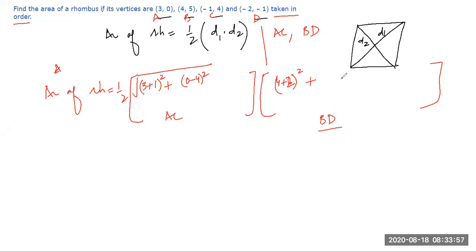4 plus 2, 5 plus 1, whole square, under root of this. Am I right? Any mistake? 4 minus of minus 2 is 4 plus 2 whole square. 5 minus of minus 1 is 5 plus 1.